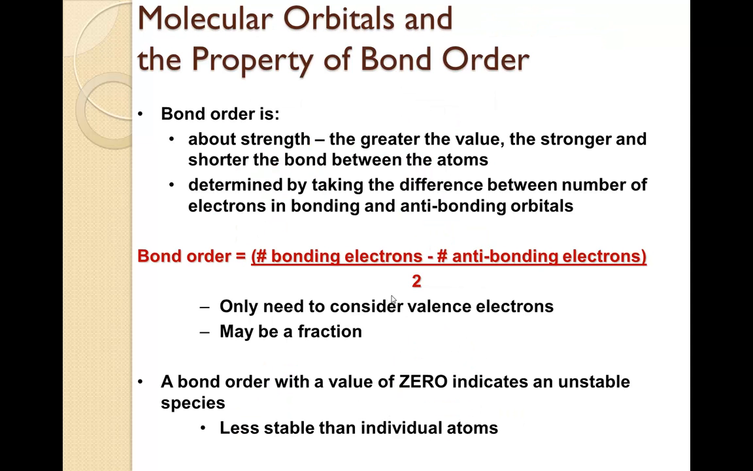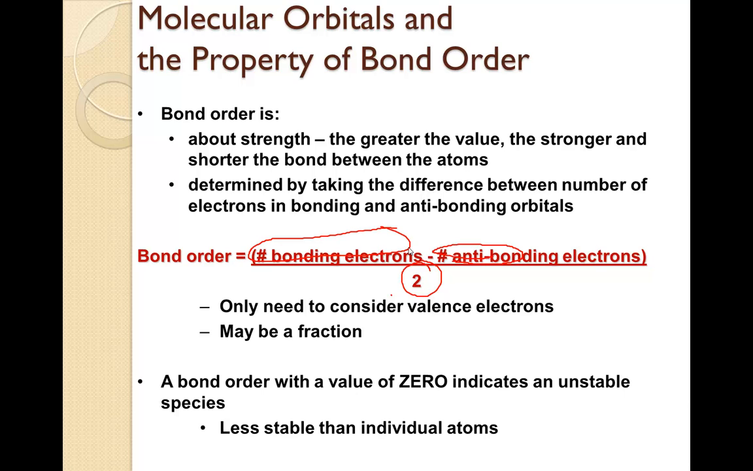Let's talk about bond order, because that determines the strength. The bond order is all about strength. The greater the value, the stronger and the shorter the bonds between the atoms will be. It's determined by taking the difference between the number of electrons in bonding and anti-bonding orbitals. So it's the bonding electrons minus the anti-bonding electrons, divided by 2. You only need to consider the valence electrons in this process, and it can be a fraction.